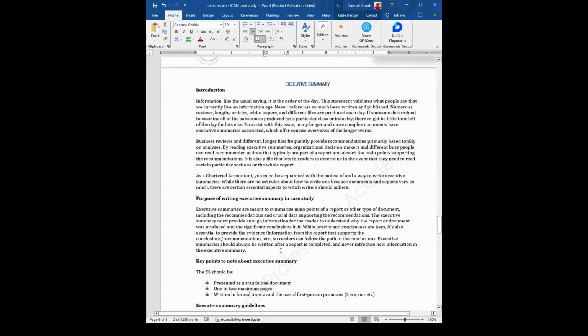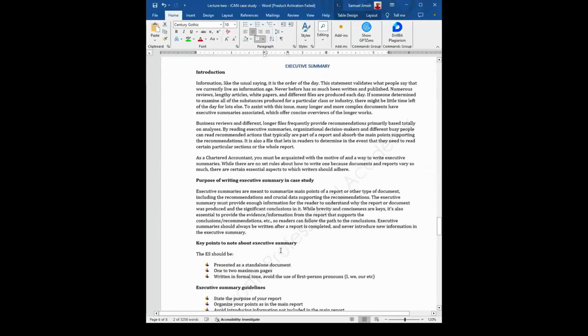So let's look at the first one, which is the executive summary. The executive summary was introduced in November 2019 diet, when the current syllabus was introduced to the paper.